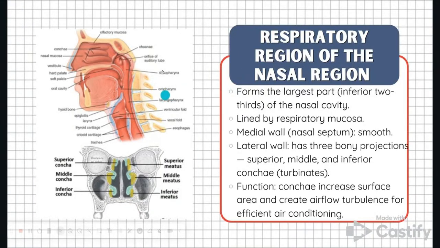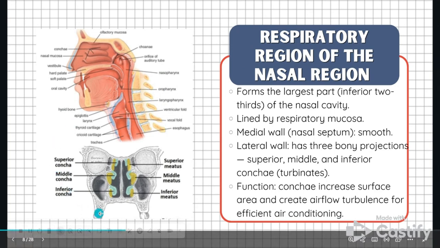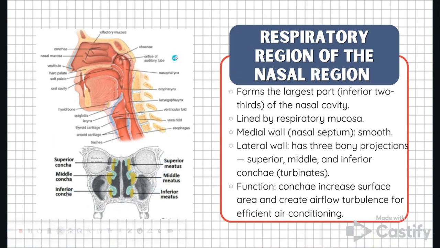Now, I want to look at the structure for a little bit. In the respiratory region, we said that the respiratory region is going to be the largest part of the nasal cavity, like we discussed. That was the red portion. It's going to be lined by respiratory mucosa, because now we're breathing, so we want to make the air moist. We want to filter the air, right? The medial wall is going to be the septum. The septum is going to separate in the middle. The lateral walls, we're going to have three structures called superior, middle, and inferior nasal conchae.